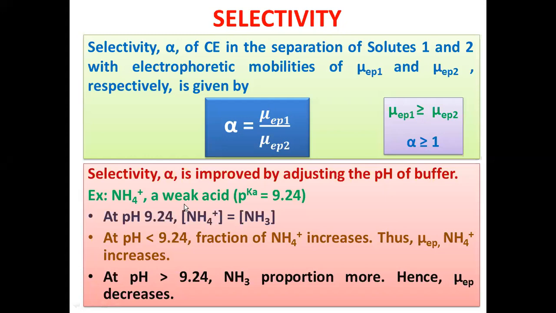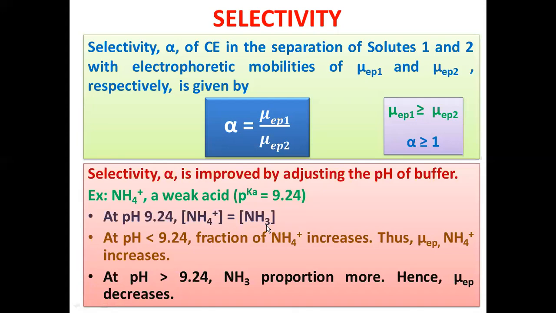You take a capillary electrophoretic technique for the separation of ammonium ion and ammonia. So you have to separate ammonium ion and ammonia. Ammonia is a neutral, chargeless species. And ammonium ion is a positively charged species, which is weakly acidic, with a pK value of 9.24. So, if the pH of the buffer you have maintained is exactly 9.24, at that particular pH, the concentration of ammonium ion will be exactly equal to the concentration of ammonia.